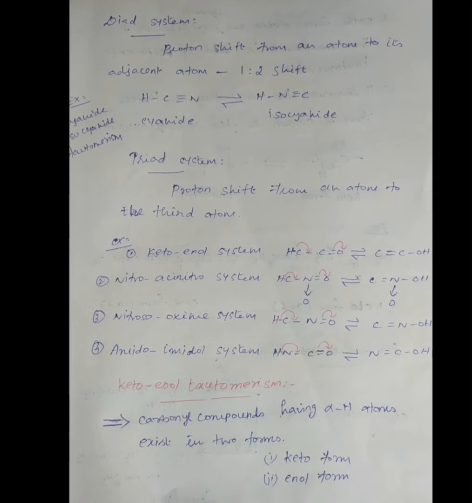Cyanide converts to isocyanide. Here hydrogen is shifted from carbon to nitrogen. So this is the 1-2 shift.